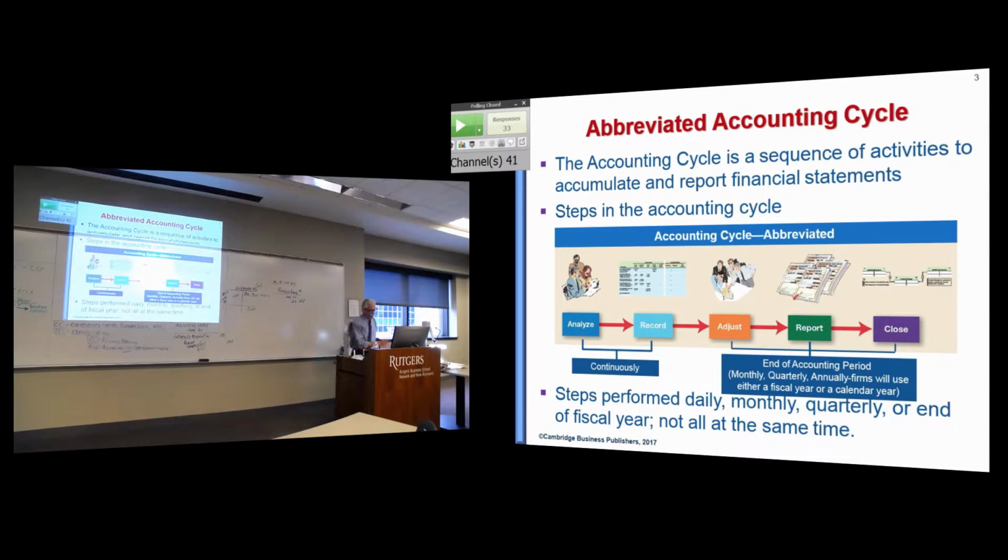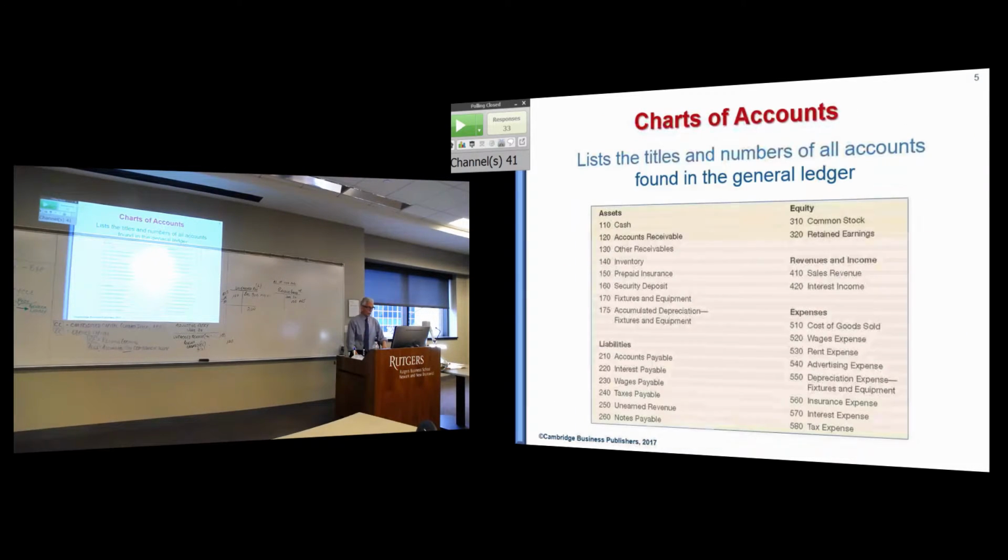And again, as I said, a lot of these are not done all the time. I think the journalizing and posting is continuous. These adjustments are made at the end of the period, whatever the cycle is, whether it's a 2-week cycle, monthly, quarterly, or annually. That's when you make those adjustments. All right, so let's go through. We're going to go through some transactions in a minute.